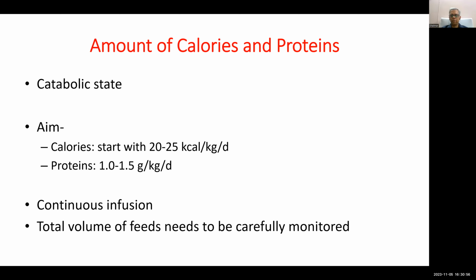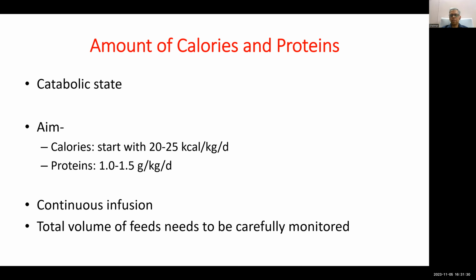Now, once you have thought of starting feeds, we start with feeds in the form of calories, 20 to 25 kilocalories per kg per day, and then you're looking at proteins. There is no evidence to suggest that you should restrict proteins in such patients. Like you would in any other individual, you're going to give such patients proteins. Proteins are very important. Over here, we're talking about a patient who is catabolic, and who is consuming a lot of energy, so you need to supplement.